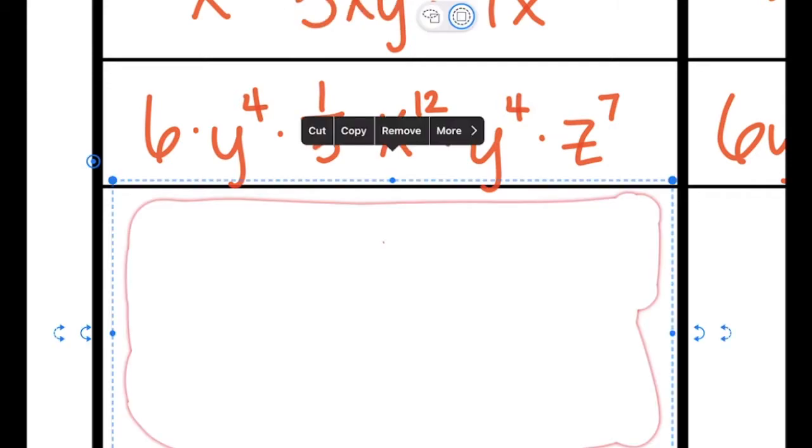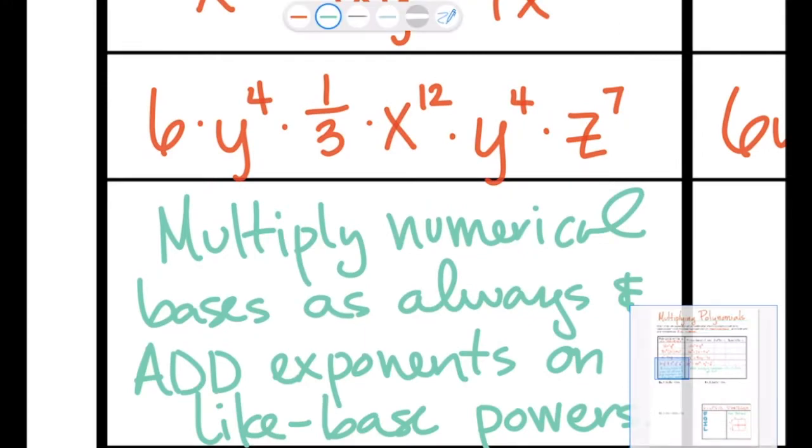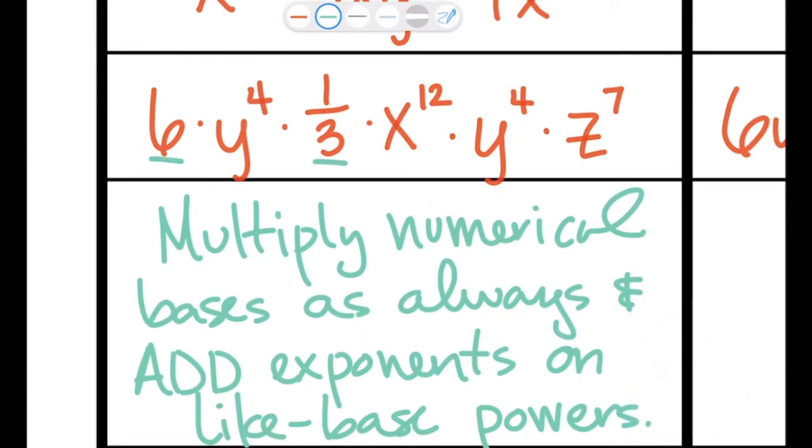So how do we multiply these? Well, we've done these before in the previous lesson. We just multiply numerical bases as always. So if we were to simplify this, we'd multiply 6 times 1/3 like we always have, 6 over 1 times 1 over 3. And then we would take the like base parts, and since we're multiplying powers, we would add the exponents. So we would end up with y to the 8th, and here, oops, that's a z, not an x. So the x and the z can't be combined at all. So we would just apply laws of exponents.